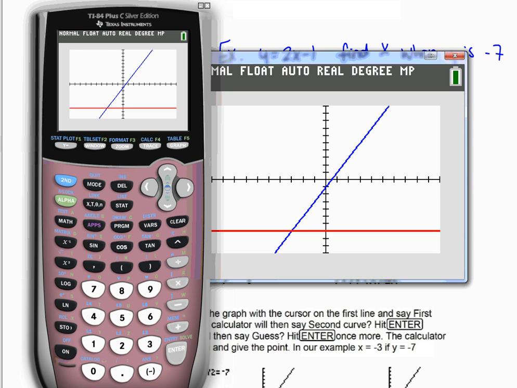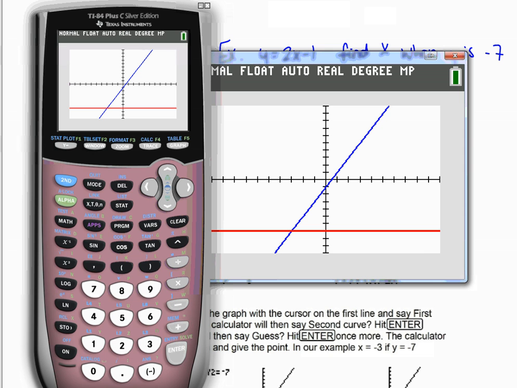Okay, so what we're going to have to do is we want to find this coordinate right here. We want to find when y is -7, what is the x value? So conveniently, that's the intersection point of these two lines. And so we're going to find the intersection, and that will be our answer. Okay? So how do we find this intersection?